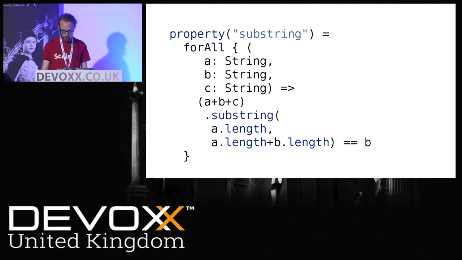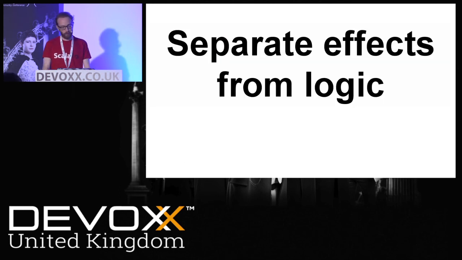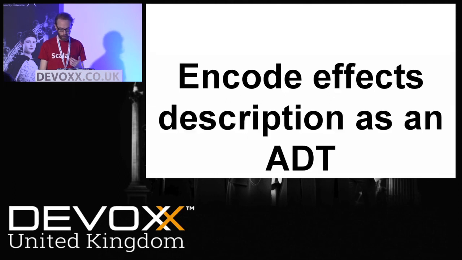Okay, and the last one actually is a bit more work, but if you can do that, it's very nice. The idea is to separate the decision-making code and the effect-taking code. You keep a pure core, which is only logic, and it takes decisions, but it doesn't act on them. And then the effects, you try to encode them as an ADT and push them.